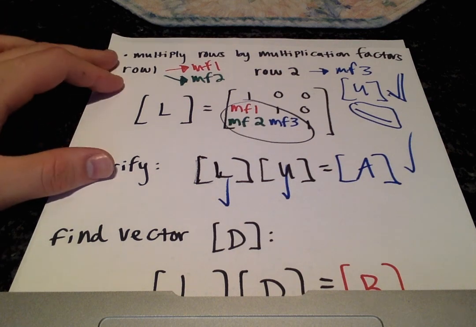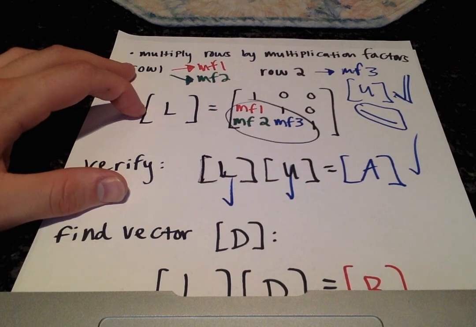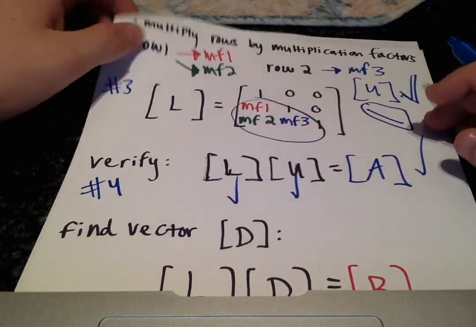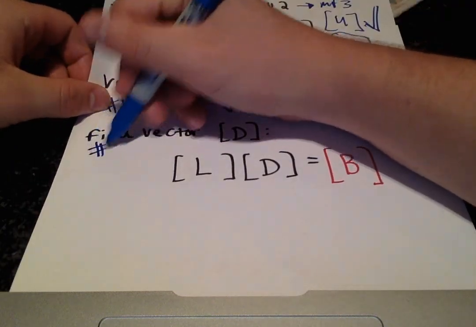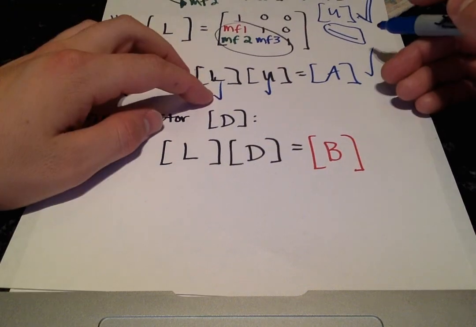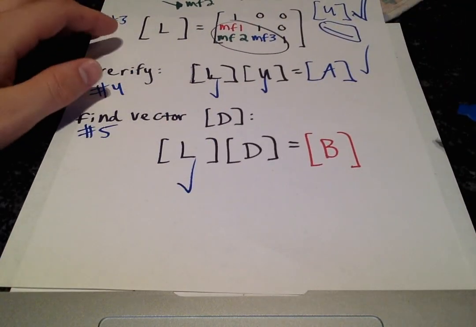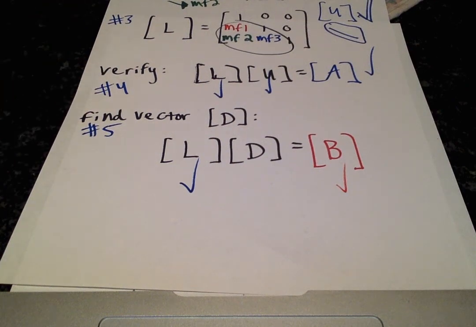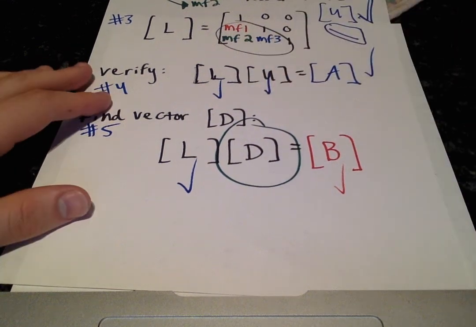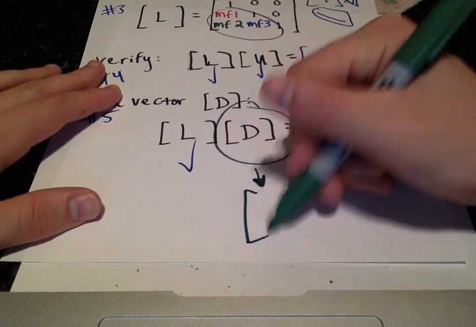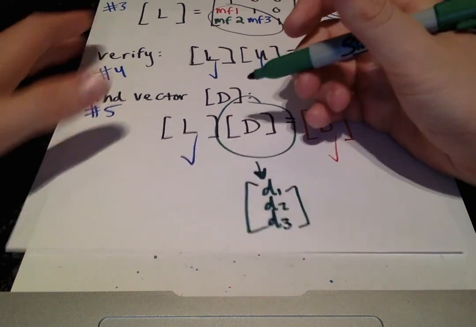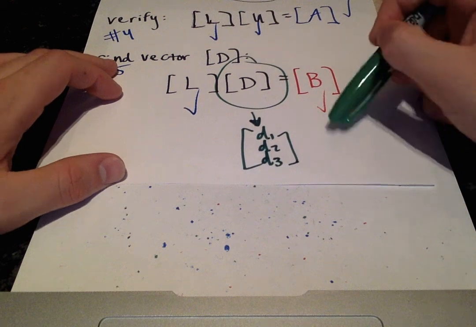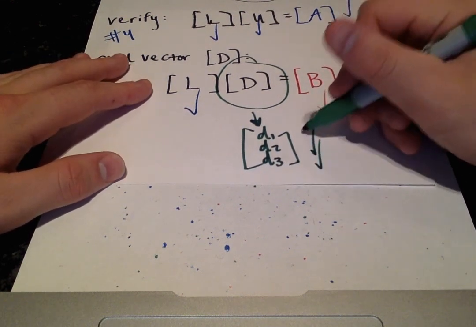So if finding the L matrix was our third step, verifying was our fourth step, and that brings us to our fifth step, which is to find the vector D. We already have our L matrix from above, and we also have our B vector, which is just the right-hand side of the equation, so what we need to do is solve for D. D is a vector which will consist of three terms, D1, D2, and D3, and you're going to simply multiply this by the terms in L, set that equal to the terms in B, and you'll solve individually for D3, D2, and D1.